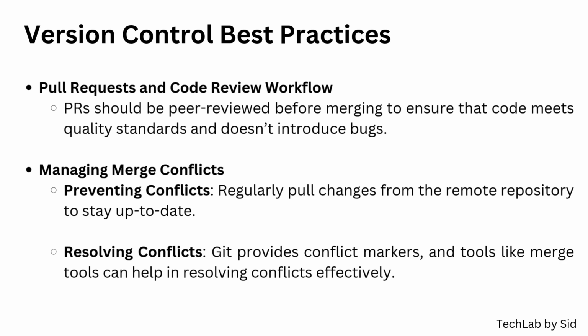Managing merge conflicts. Preventing conflicts. To avoid conflicts, developers should regularly pull changes from the remote repository to stay up to date with others' work. Resolving conflicts. When conflicts arise, Git provides conflict markers to identify the conflicting areas. Merge tools can help resolve conflicts efficiently, ensuring smooth integration of changes.